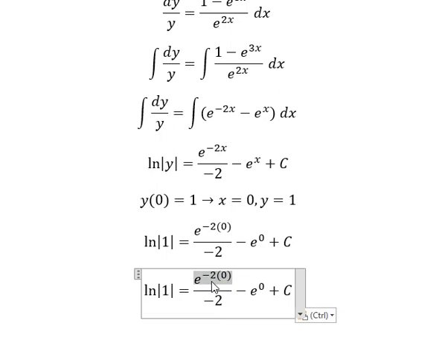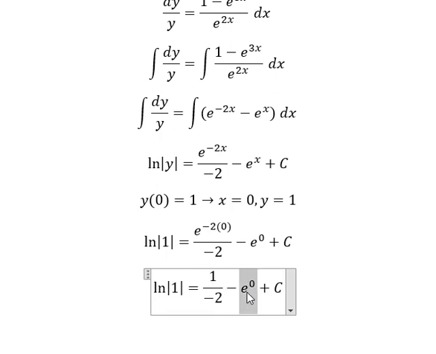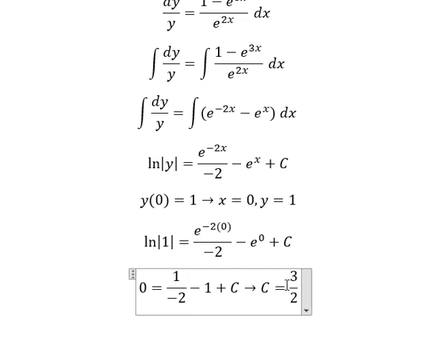This one we have 1, this one we have 1, and ln 1 gives 0. And now we can find the value of c. That is 3 over 2. And we put the value of c here.